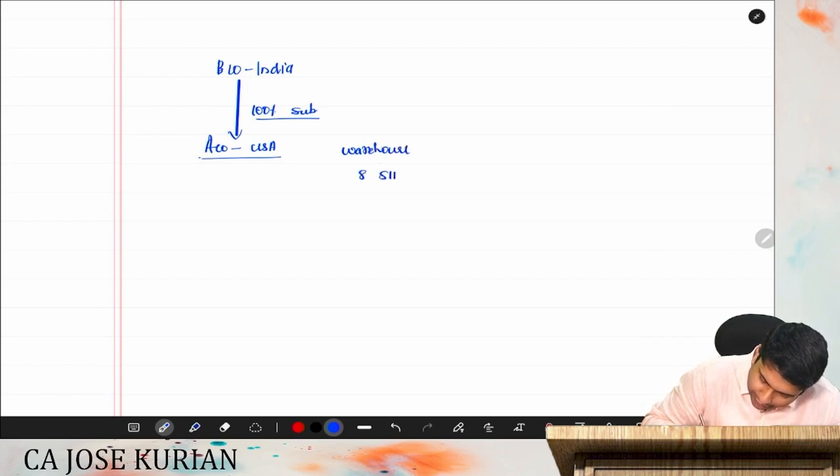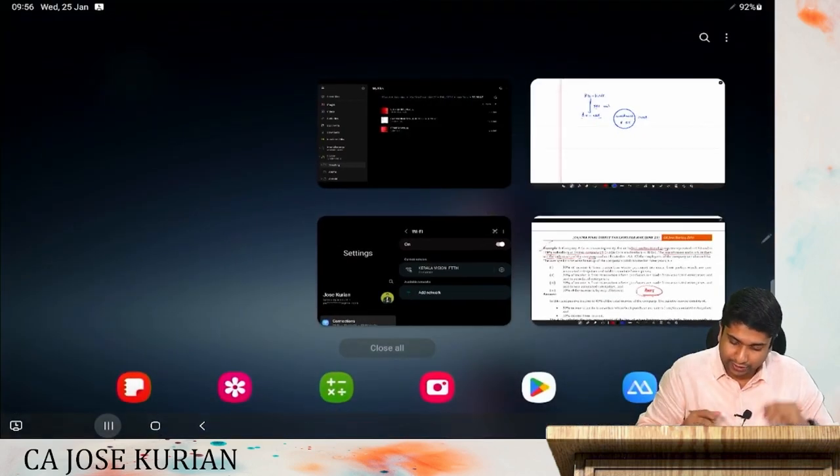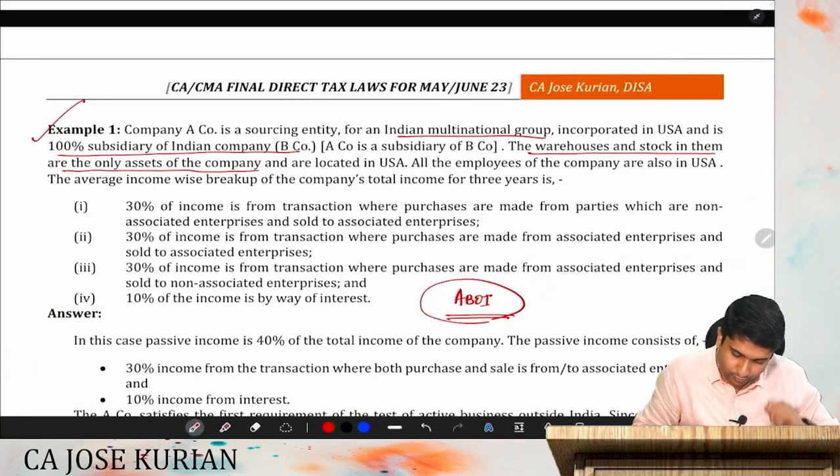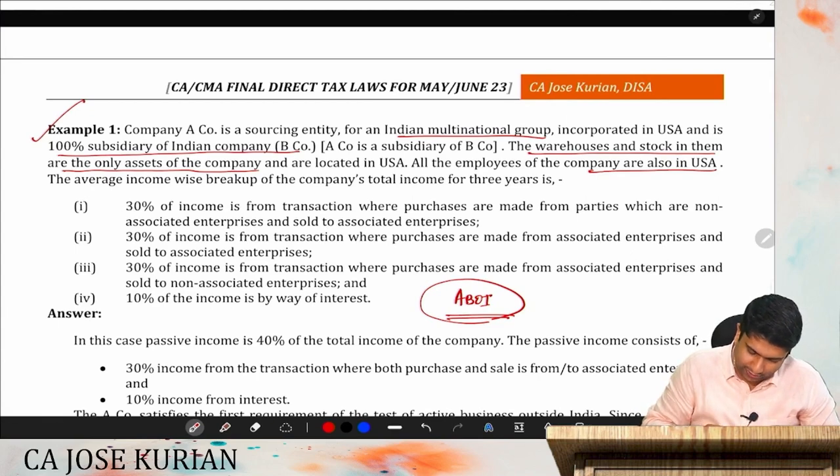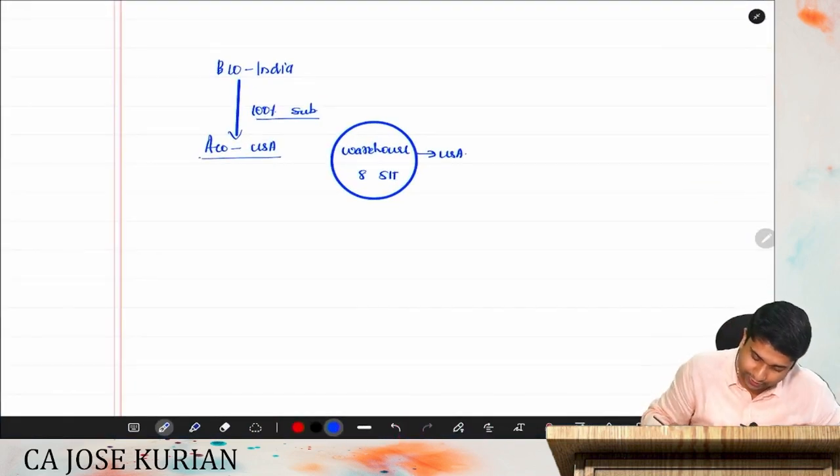And where is it located? It's located in USA. That's what they say. Now, all the employees of the company are also in USA.